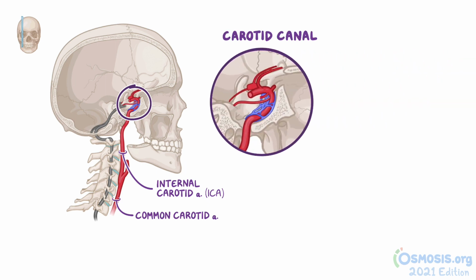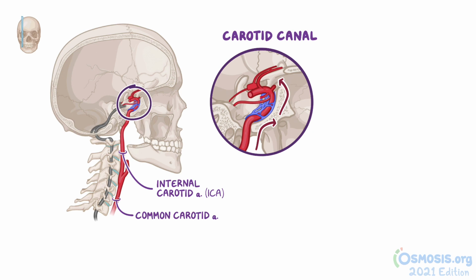Within the carotid canal, the ICA is close to venous plexuses as well as the carotid plexuses of sympathetic nerves. Within the canal, each ICA turns 90 degrees anteromedially, then another 90 degrees superiorly to exit the carotid canal and enter the cranial cavity.